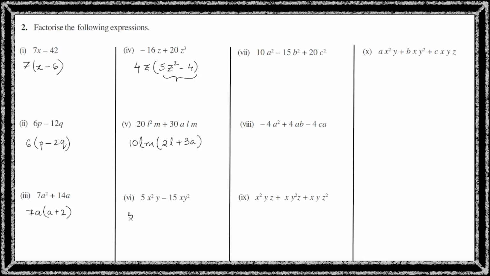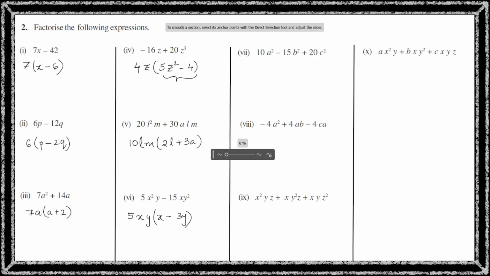Next I have 5 common between 5 and 15. X square, x is common, y square, y is common. So what is left in the first term? 1x is left, minus sign as it is, 3y. So this is my factorization, 5xy into x minus 3y.